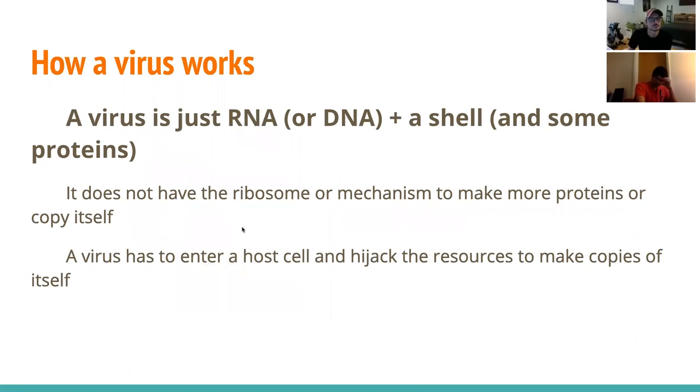The virus is just the RNA or the DNA. There are two kinds of viruses: the RNA viruses or the DNA viruses. And the coronavirus is a kind of RNA virus. This specific virus is a beta coronavirus. There are alpha, beta, gamma, delta coronaviruses. But it's just the RNA and some proteins and a shell around it. So it doesn't have the ribosome or the machinery. A ribosome is, think of it as a printing press, and the paper and other equipment to make copies of itself. It needs another cell to make a copy of itself. So it has to enter a host cell and hijack the resources to make a copy of itself.